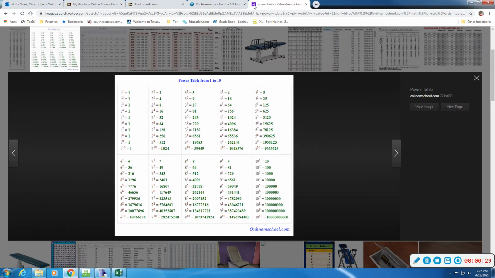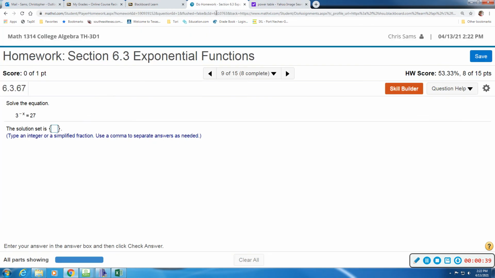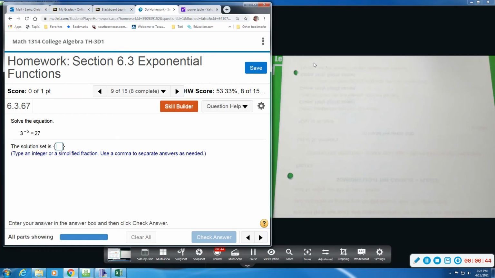What this power table does is it shows you powers of 1, powers of 2, powers of 3, 4, and so on up to 10. We don't do too much higher than that. You need those because whatever base we have, we want to try to rewrite 27 with the base of 3. So we start this problem out.